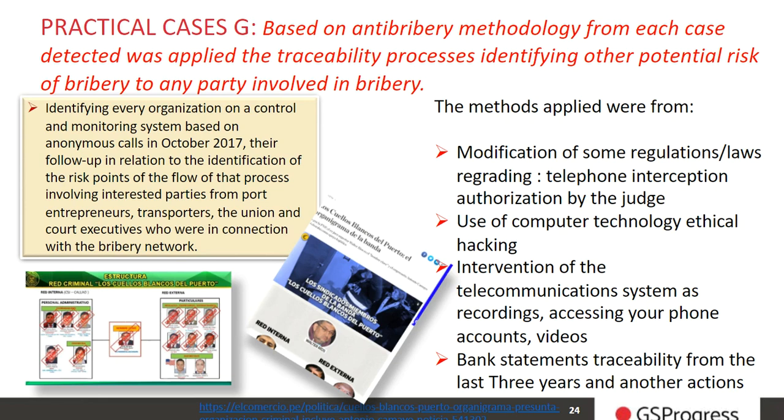as well as the traceability of the videos. So, like he said, the methods applied included modification of some regulations and laws regarding telephone interceptions, authorization by the judge, use of computer technology and ethical hacking. We started hacking from the United States, and some of this in other places. Intervention of the telecommunication system as a recording, accessing phone accounts and videos, and bank statement traceability from the last 3 years, and other actions.